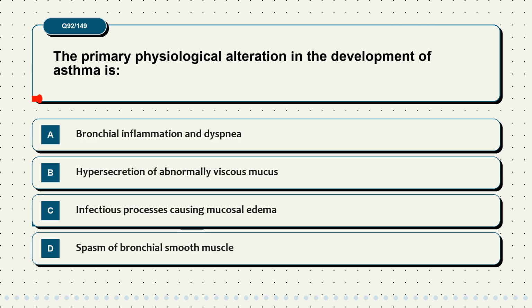Question 92. The primary physiological alteration in the development of asthma is. Here are the options. Option A. Bronchial inflammation and dyspnea. Option B. Hypersecretion of abnormally viscous mucus. Option C. Infectious processes causing mucosal edema. Option D. Spasm of bronchial smooth muscle.